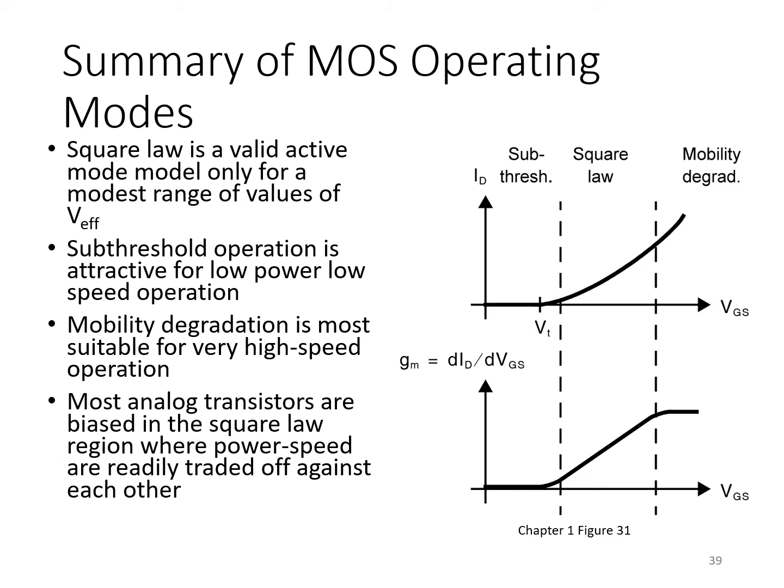If you want any kind of compromise between those two extremes, then you're limited to this relatively narrow range of values of V effective. Again, for older technologies and long channel length devices, the range over which the square law is observed may be large, but in advanced technologies, it may be only a couple hundred millivolts.